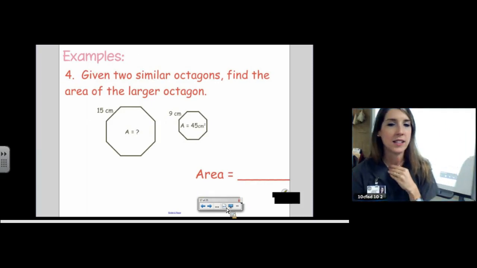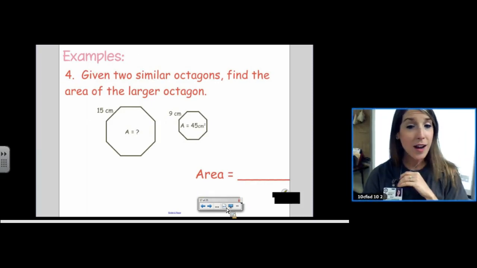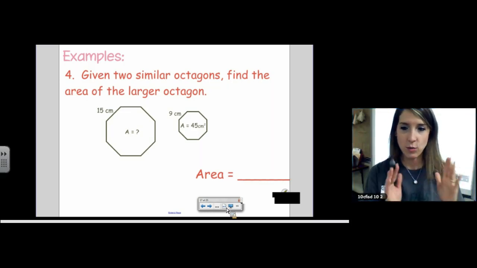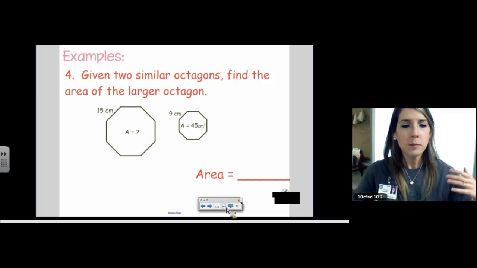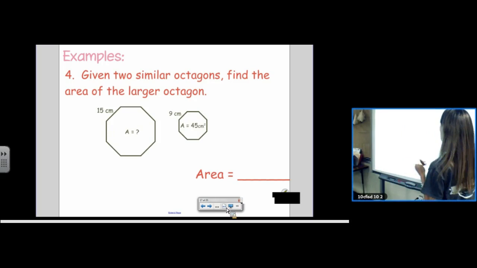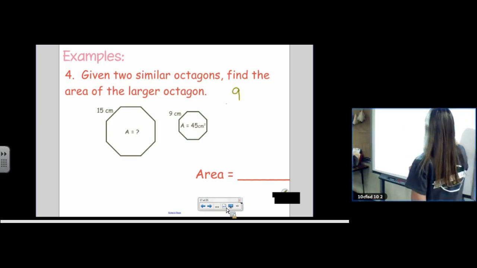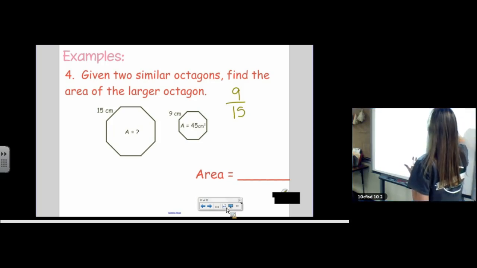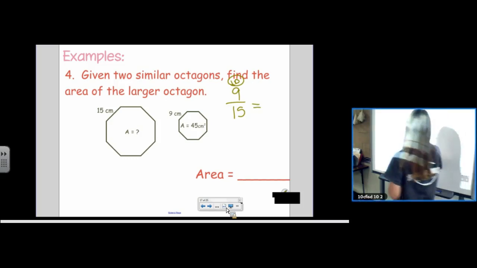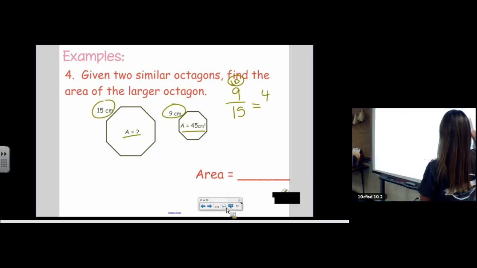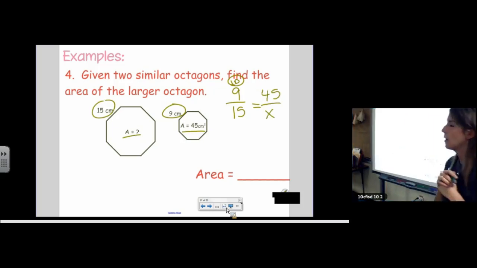Ooh, octagons. Given 2 similar octagons, find the area of the larger octagon. Hint, do not draw an apothem. Let's begin this problem like we began last problem, okay? So let's say I know that the ratio of my sides is 9 to 15. Those are sides, so those are one-dimensional. And I'm going to compare circle is to circle as underline is to underline. I'm going to compare the ratio of my areas.